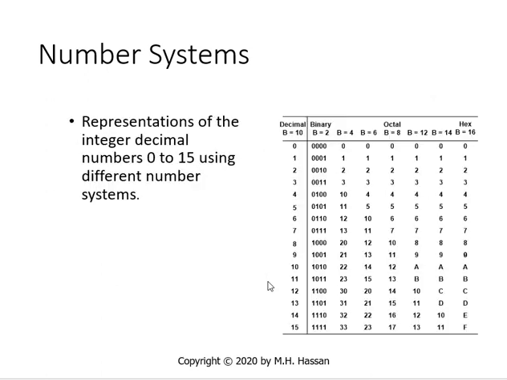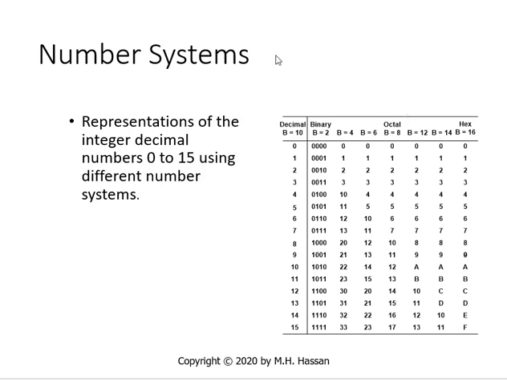So a decimal number between 0 and 15 with base 10 can be represented in any other number system, like the binary number system, base 4, base 6, base 8, base 12, base 14, base 16, and any other non-decimal system. So 0, for instance, is equivalent to 0, 0, 0, 0 in binary, equivalent to 0 in base 4, equivalent to 0 in octal, and equivalent to 0 in hexadecimal.